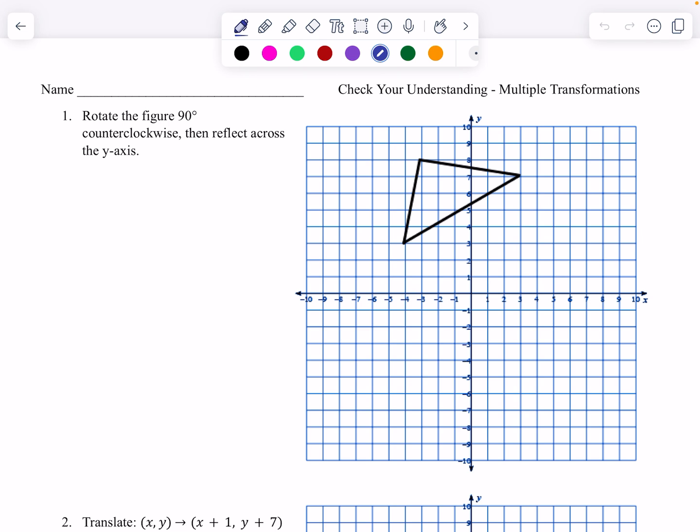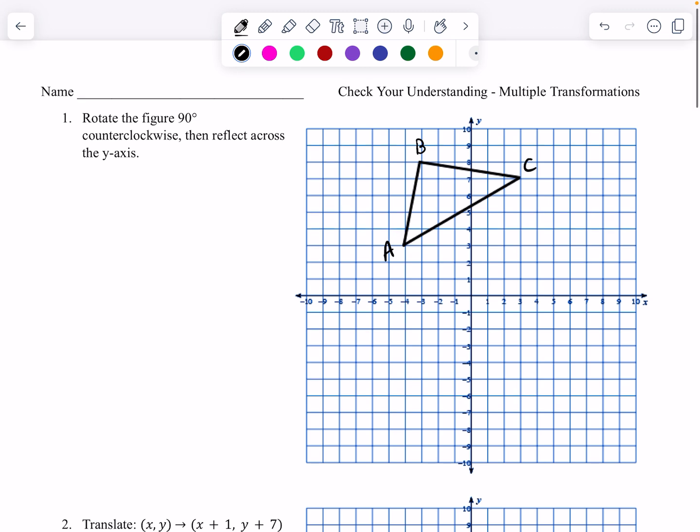So let's start first by, I'm going to label this figure just to help us here. So I'm going to show commands. If you don't use commands and you use patty paper, that's okay. You'll get the idea of what we're trying to do here. So remember, with a rotation 90 degrees counterclockwise, Y and X switch, and then a counterclockwise arrow points there. So this sign, this one right here, this sign is going to change.